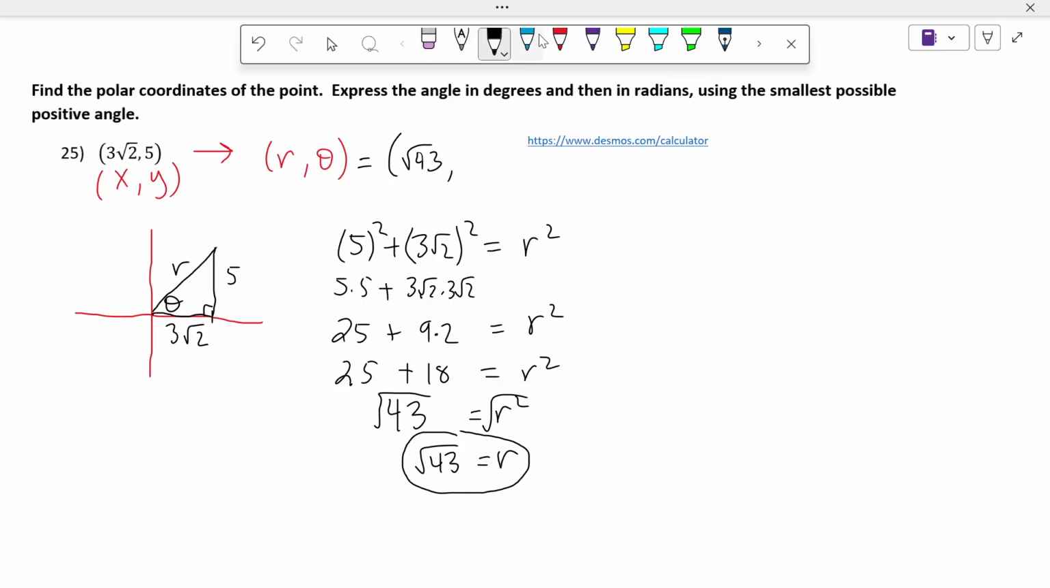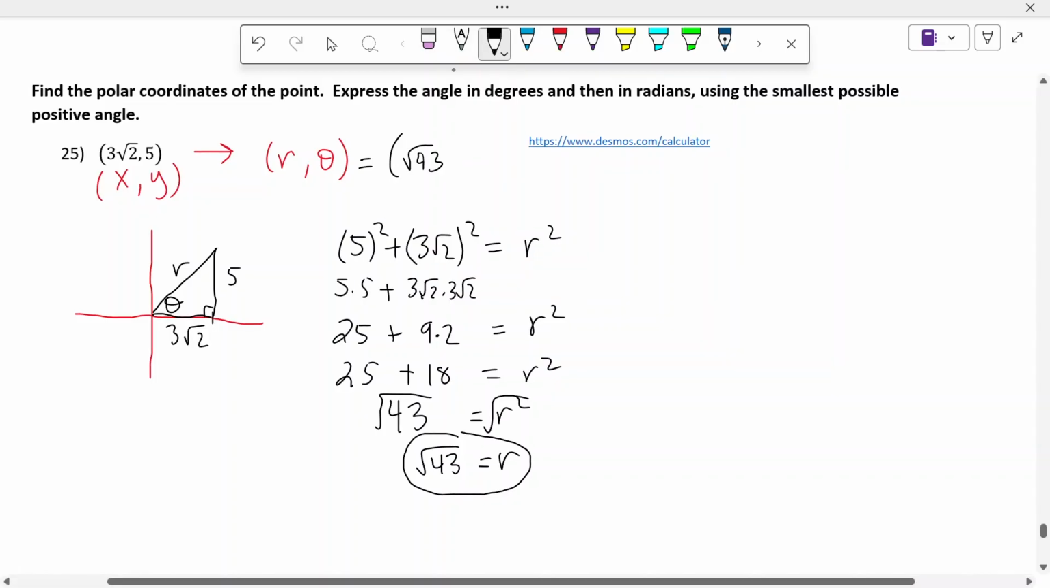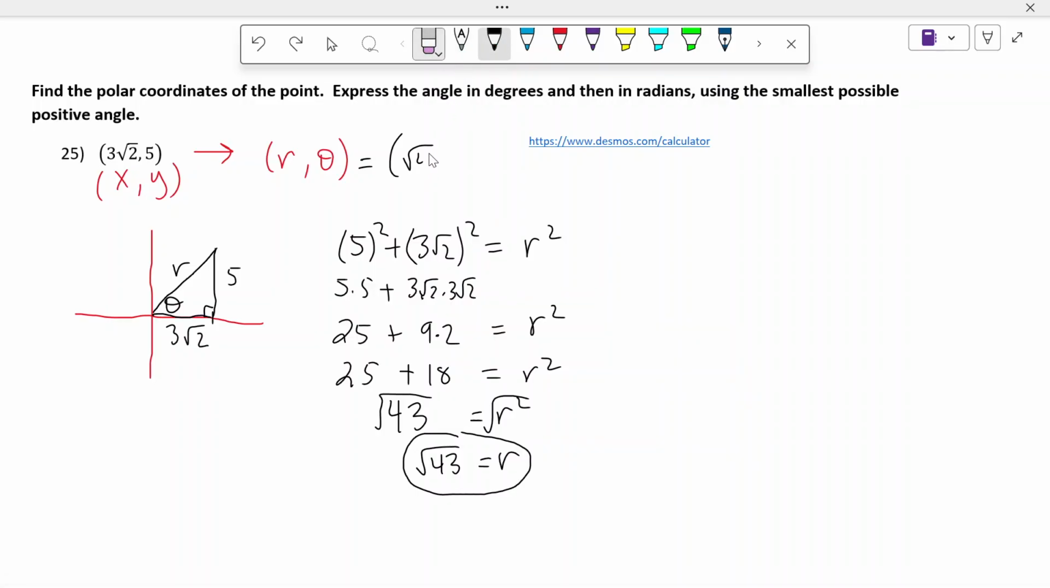comma, and then what we really just need now is the angle. I'm trying to fix this number 4. My computer's lagging. There we go. Now we just need the angle, so theta. So let's figure out what theta is.